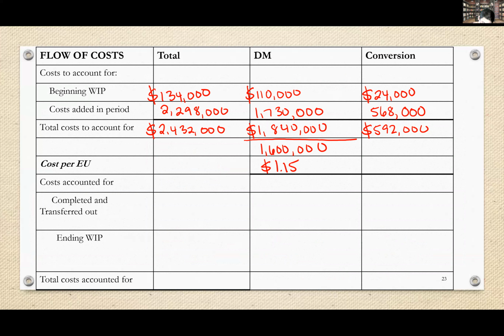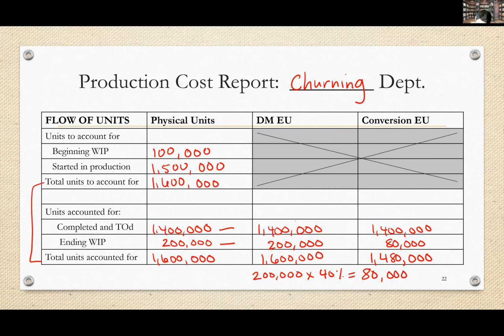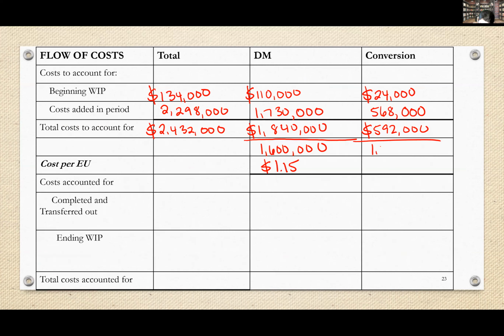Now let's look at our conversion costs. So I know over here on my conversion equivalent units, my completed and transferred out was 1.4 million. And my ending work in process equivalent whole units, I cannot use the whole 200,000 pounds. I have to convert that over into equivalent units, which is 80,000. So I'm going to take the 1,480,000. And when I divide that, I see that it cost 40 cents per equivalent unit of conversion cost.